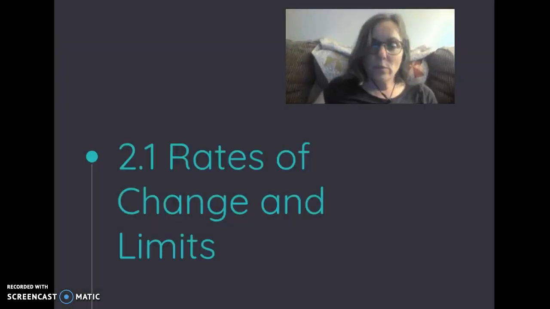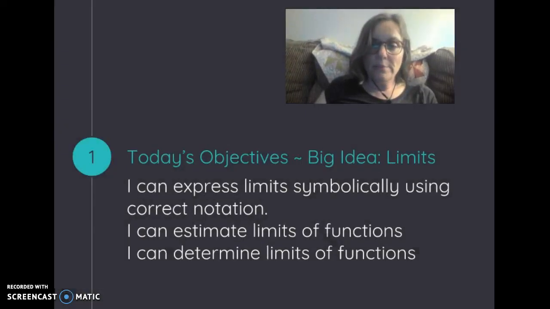This is lesson 2.1. It's about limits primarily. Our objectives are all based on the big idea of limits. I can express limits symbolically using correct notation. I can estimate limits of functions, and I can determine limits of functions.